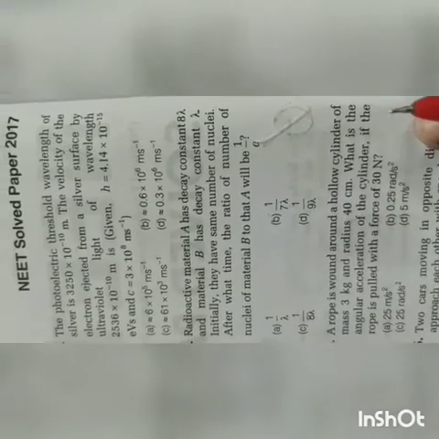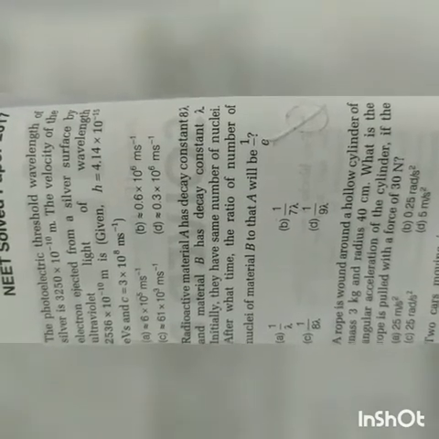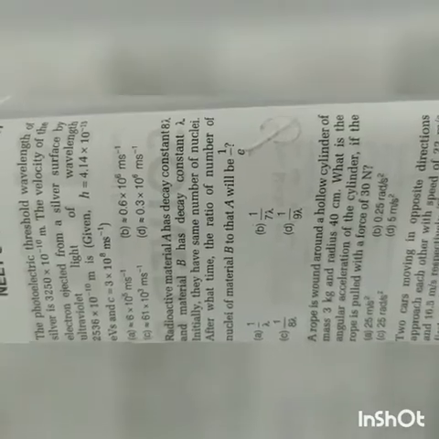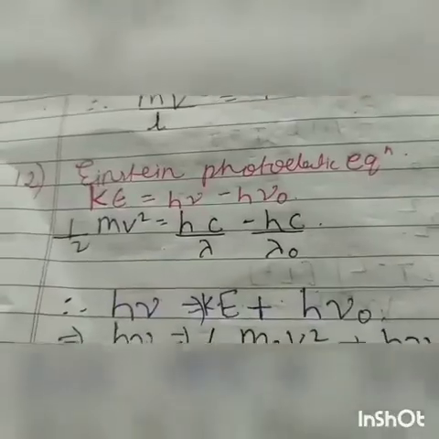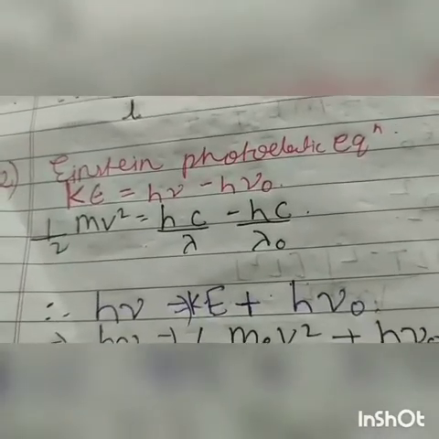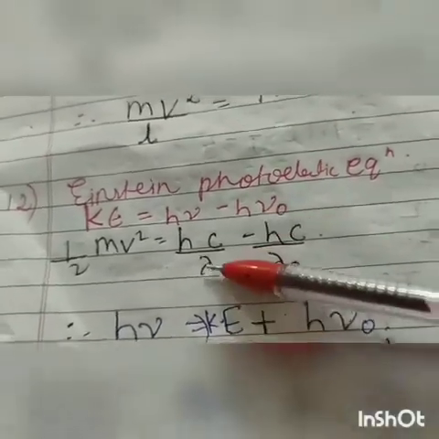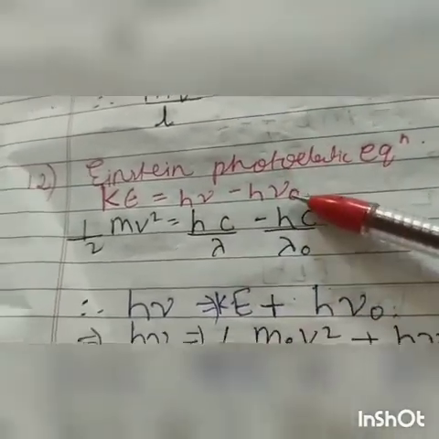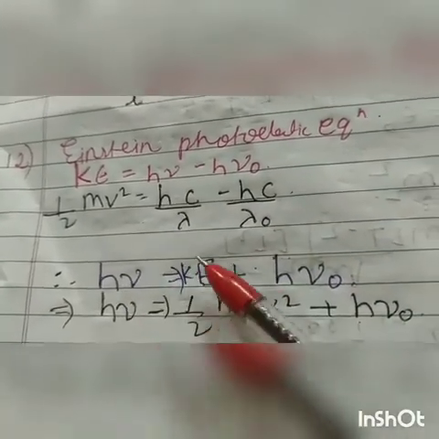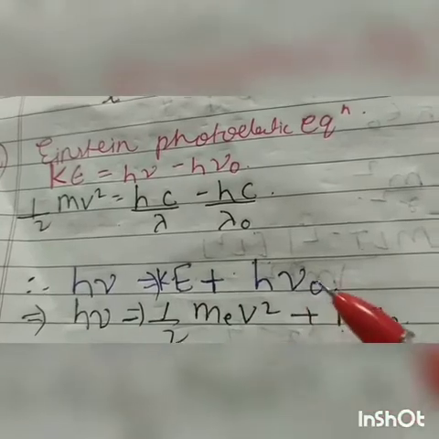The velocity of the electron ejected from the silver surface by ultraviolet light of wavelength 2536 × 10^-10 meter is... So here are the values given for h, c and c. We know that Einstein's photoelectric equation is KE = hν − hν₀, where hν is the electromagnetic energy and hν₀ is the work function. So this is also the modified form of it. So hν will be kinetic energy plus hν₀.